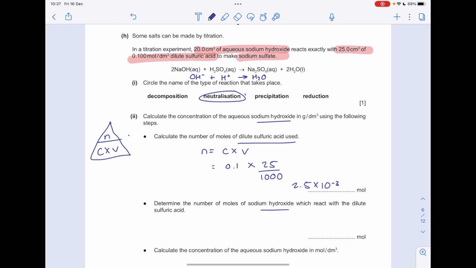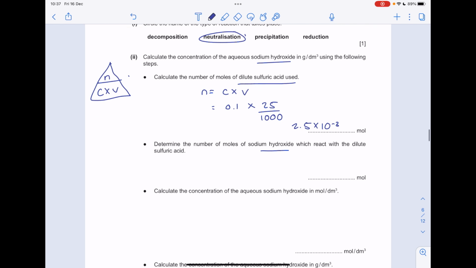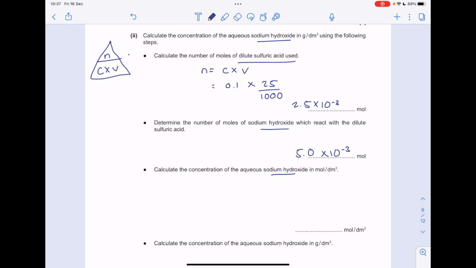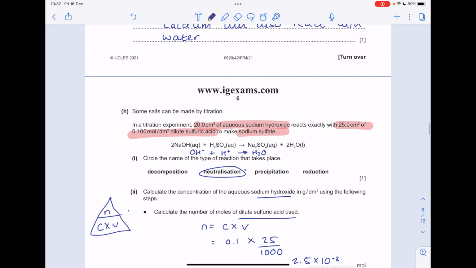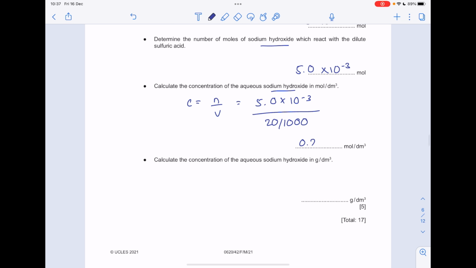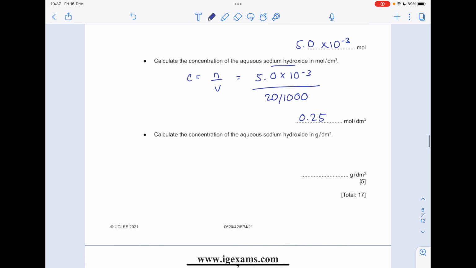Determine the number of moles of sodium hydroxide that will react. Just check the mole connection up here. It's 2 to 1, so we just have to double that number we found in the previous step. So it's 5.0 times 10 to the minus 3. And then calculate the concentration of sodium hydroxide. So we do concentration is number of moles divided by volume. The volume was 20. Get that into decimeters cubed again by dividing by 1,000. Our answer here is 0.25.